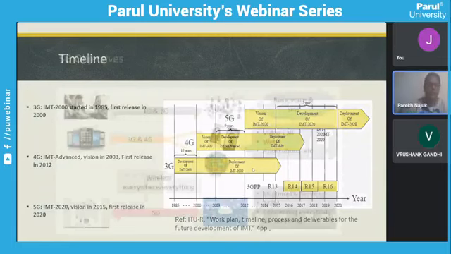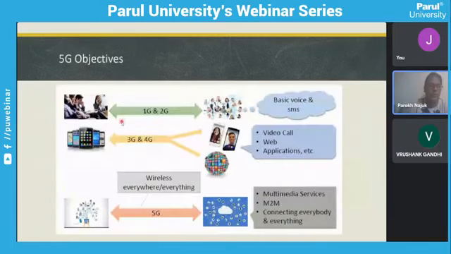Now, what is the main objective of 5G as well as other technologies? Let's have a comparison. 1G and 2G, we can see, have just basic voice and SMS, right? 3G and 4G, you have video calls, web applications, etc. What is 5G? It is wireless everywhere, everything.